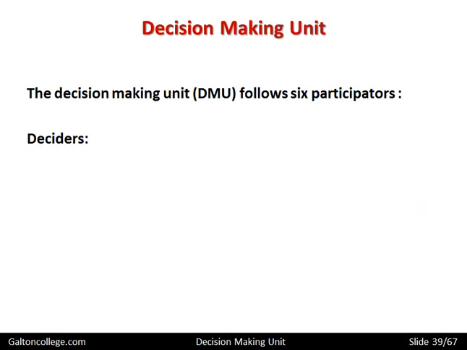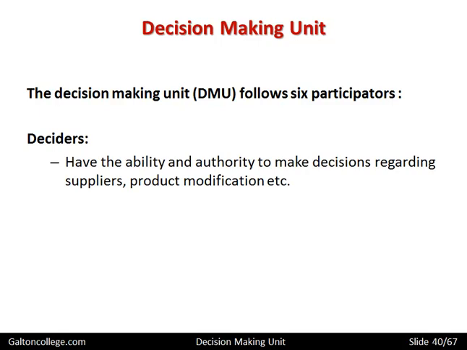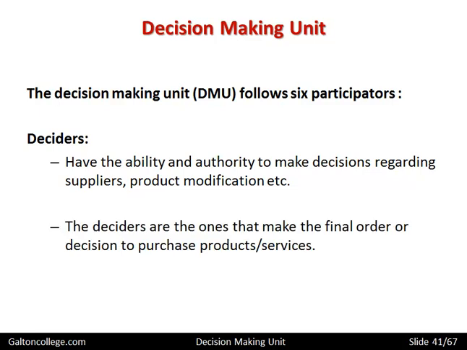Then we have the deciders. They have the ability and authority to make decisions regarding suppliers, product modifications, etc. These are the ones who decide on the product. They decide also on the attributes of the product, the design, the quality. They make the decisions about the product.